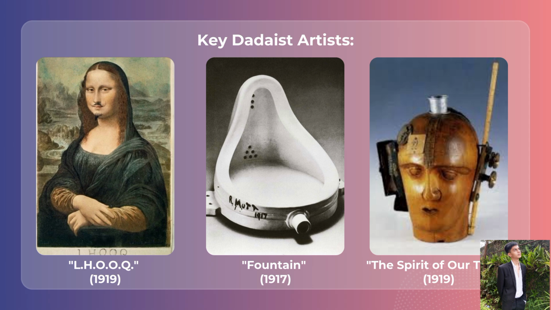So the last one is Spirit of Our Time 1919. This piece, also by Duchamp, is a complex assemblage or sculpture. It features a wooden head with various mechanical and found objects attached. The work reflects Dada's embrace of unconventional materials and techniques. The unsettling juxtaposition of elements evokes a sense of unease and commentary on a mechanized modern world. Its fragmented nature mirrors the fractured state of post-war society.